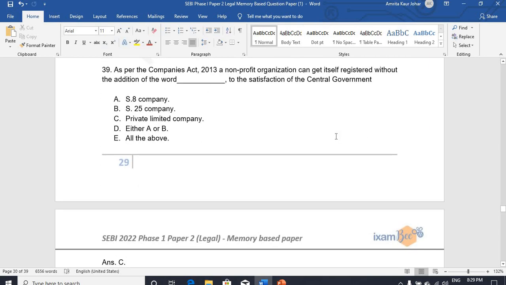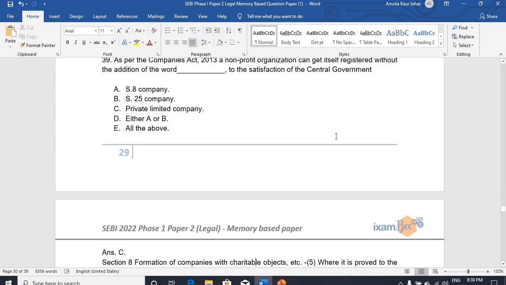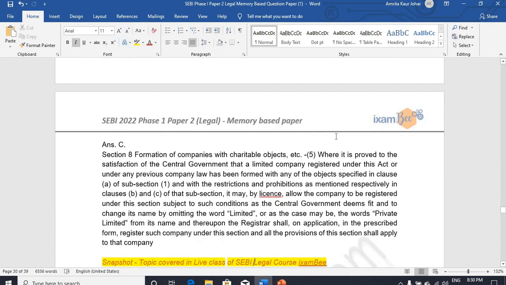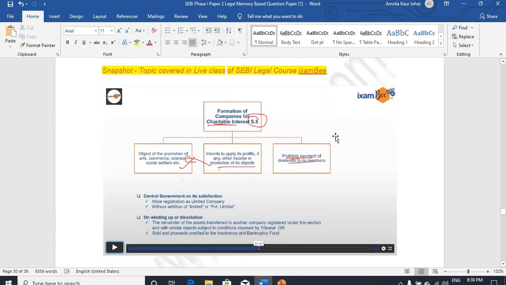39th question, as per Companies Act 2013, a non-profit organization can get itself registered without the addition of the word, to the satisfaction of the central government, and the correct option is C, that is the private limited company. Private limited company is the correct answer. It is also known as Section 8 company. Section 8 of Companies Act covers this in detail.